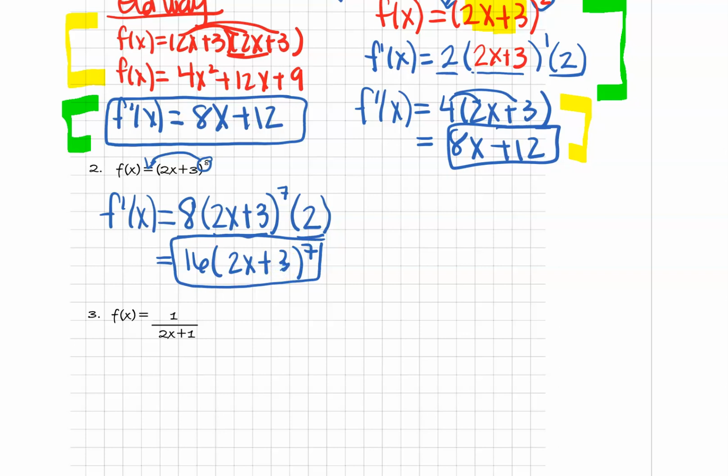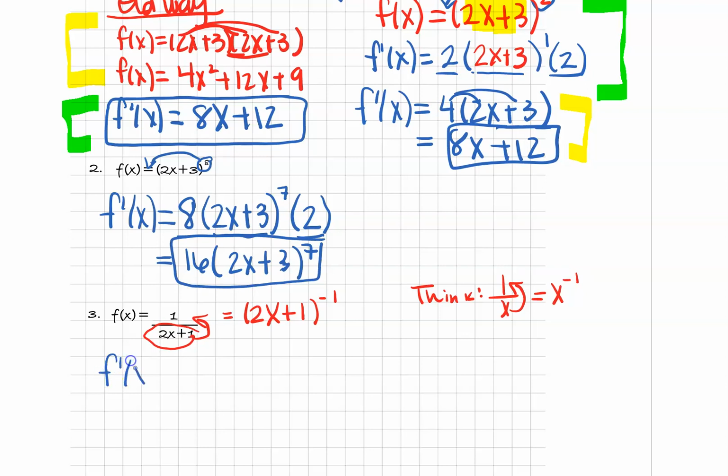Question number 3 says f of x is equal to 1 over 2x plus 1. Just like we saw in previous lectures, let's think over here to the side. If I have 1 over x, and I move that x up to the top, that would give me x to the negative 1. We're going to use the rules of exponents to help us with this. We're going to take this bottom part and move it up to the top. That would give us 2x plus 1 to the negative 1 power. So that negative 1 power allows us to do our power rule as well as our chain rule.